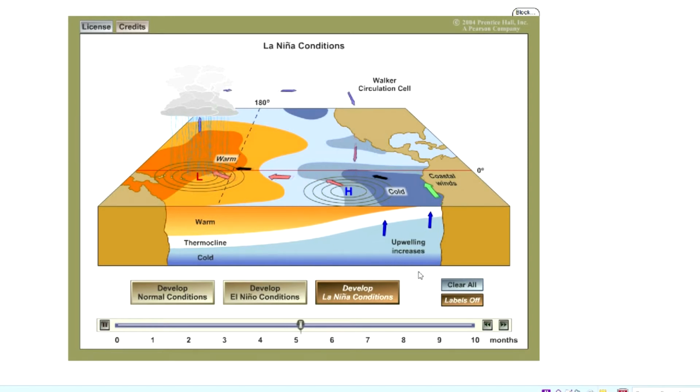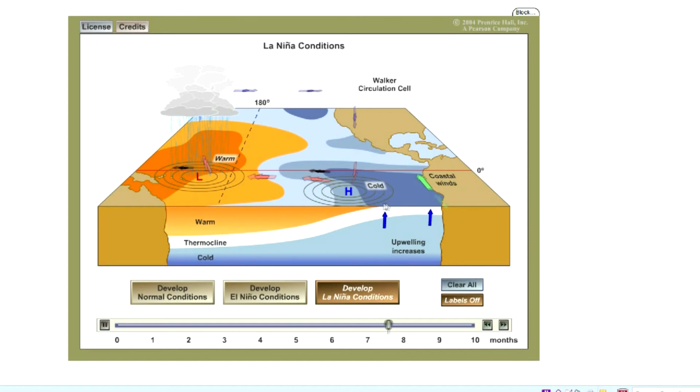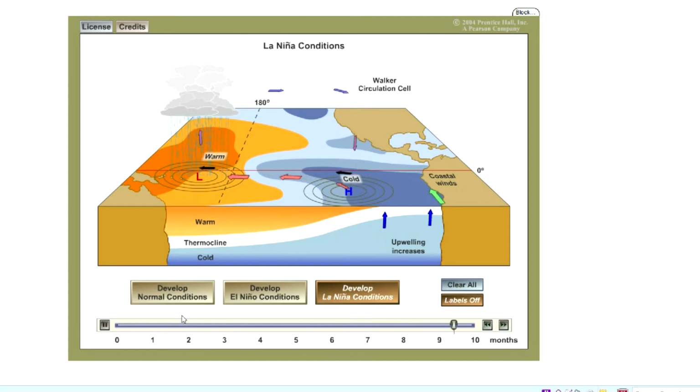It continues and continues until there's so much wind and so much current that it causes the water to upwell. The upwelling increases. So the cold region off South America and North America increases, making this region very cold and this region very warm. It tips the scales upside down. We have warm water over here, thermocline, cold, and it's pretty much 50% right here.